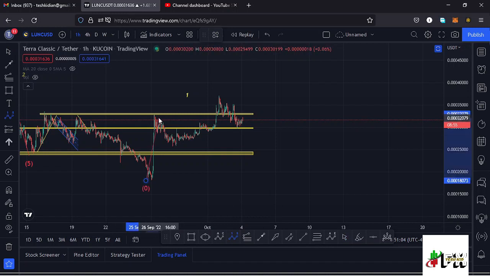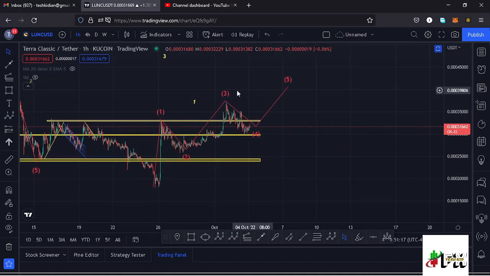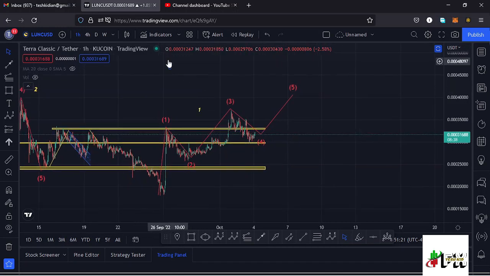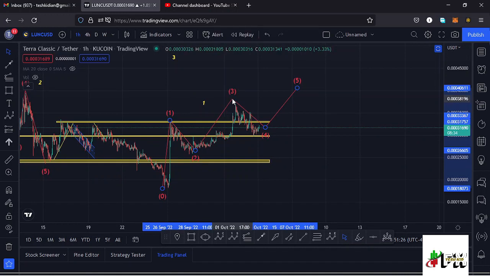We have seen the formation of a wave 1 right here, then a wave 2, a wave 3. Then I'm expecting that once we make the high for that wave 3 to the upper side, we might see the formation of a wave 4, then continue pushing higher in the formation of a wave 5 to complete a higher Elliott wave count 1, which is a fractal wave within this higher Elliott wave count 3. Getting a little bit into the details of the formation of this fractal wave, so that we can also get the key scenarios that we expect to play out.